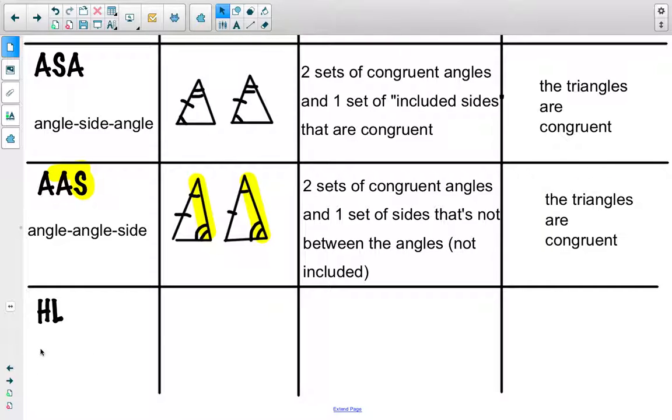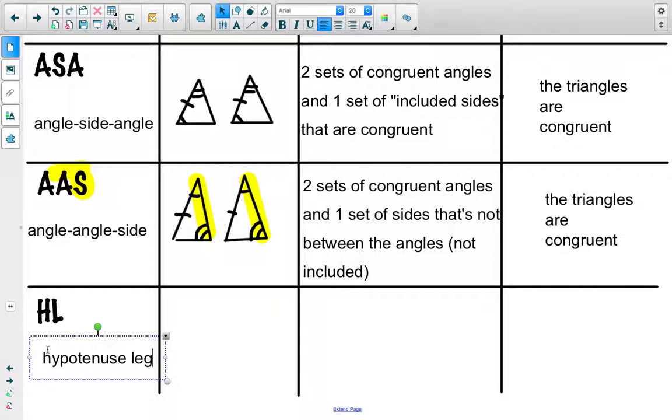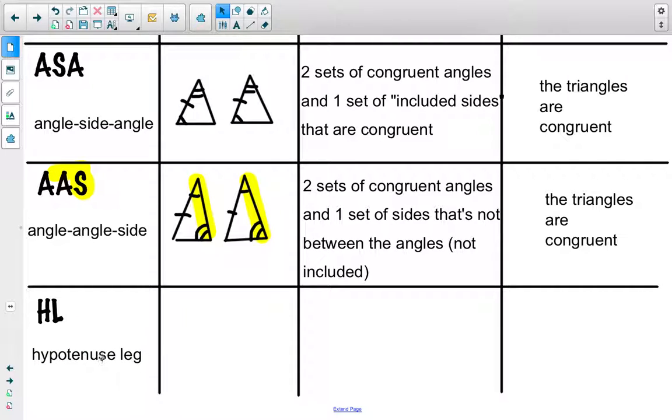All right. Now, the last one is a little different because the H and the L look a little different than all the other A's and the S's. HL stands for hypotenuse leg. And as you probably can guess by the name here, hypotenuse leg has to occur on a right triangle. So I'm going to build two right triangles. So anytime you see a right triangle, check for HL.